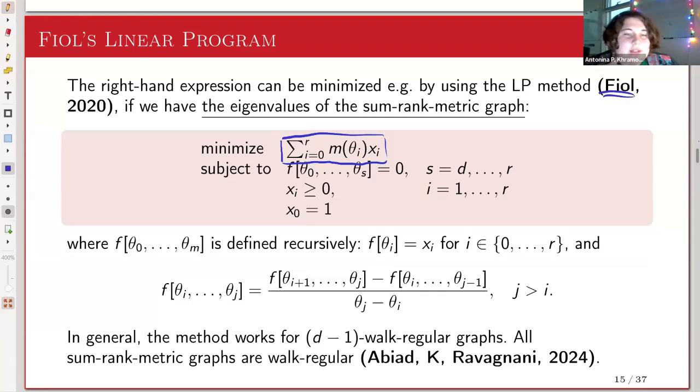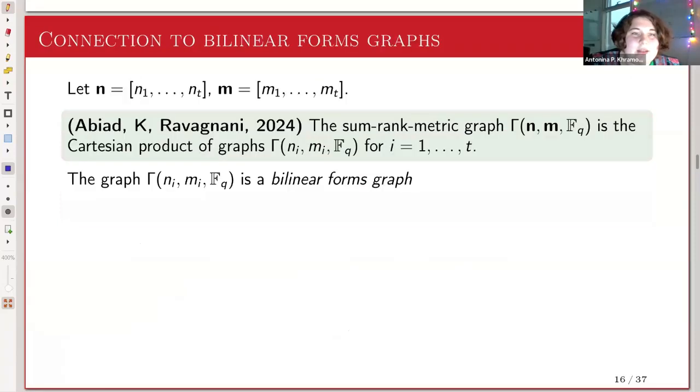In general, this method works only for d-1 walk regular graphs. But we also know that the sum rank metric graphs are all walk regular for any choice of d-1. So we can use this LP to compute the ratio type bound, but only if we know the eigenvalues of the sum rank metric graph. But this can also be solved because we know that the sum rank metric graph is the Cartesian product of bilinear forms graphs. So we actually seen it before in the example.